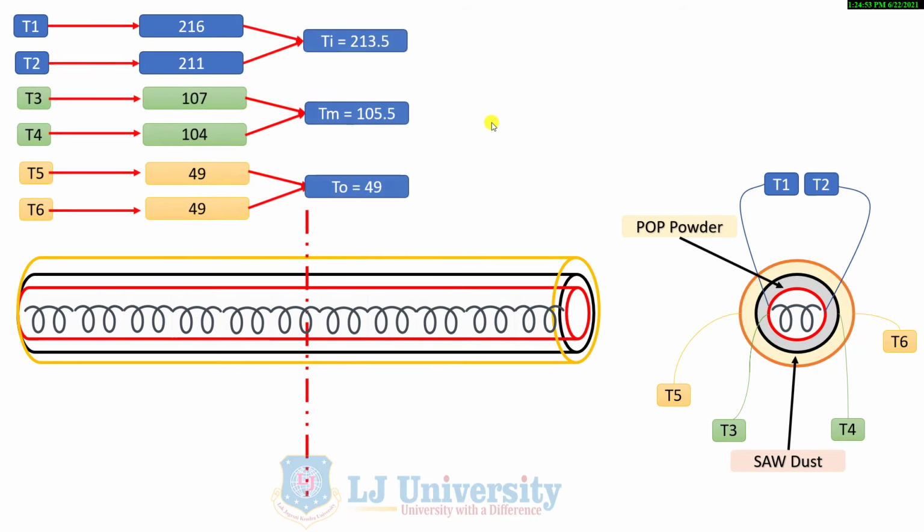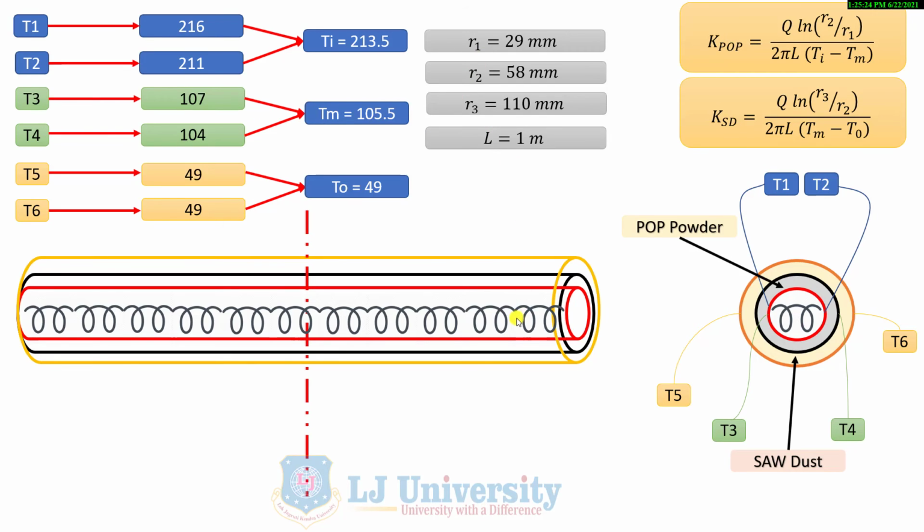Now by using these values we can easily find the corresponding temperatures of the inner cylinder, middle cylinder and outer cylinder. The temperature of the inner cylinder is 216 plus 211 divided by 2, the mean temperature, which is 213.5. Same procedure for the middle cylinder, 107 plus 104 divided by 2, and the same for the outer cylinder, which is 49. Now we know some fixed parameters: R1, the radius of the inner cylinder, R2, the radius of the middle cylinder, and R3, the radius of the outermost cylinder. The total length of the cylinder is considered as 1 meter.